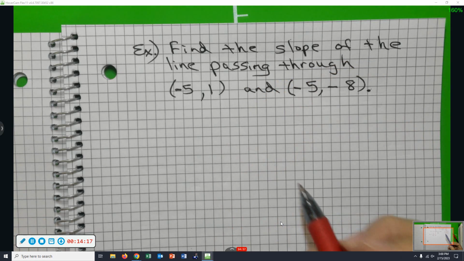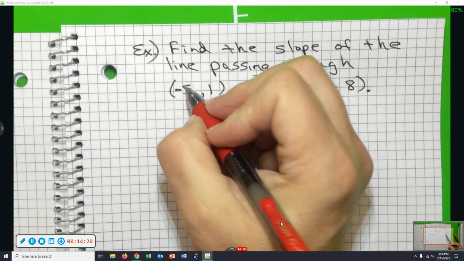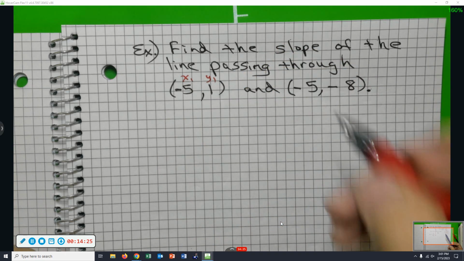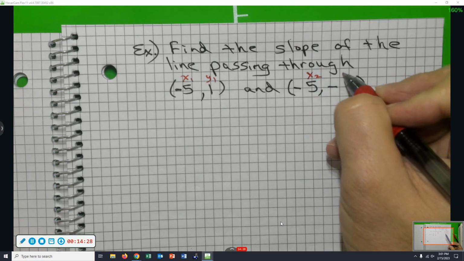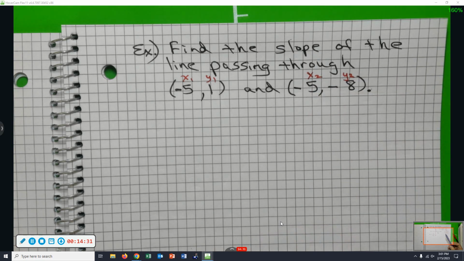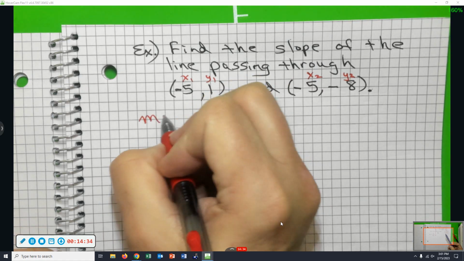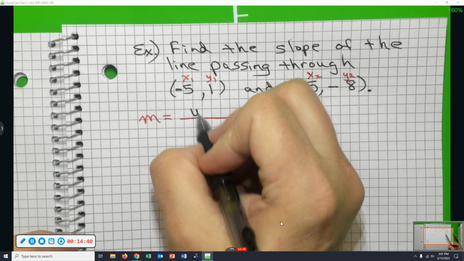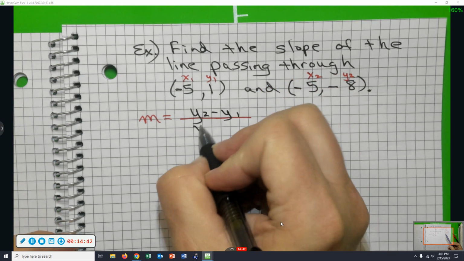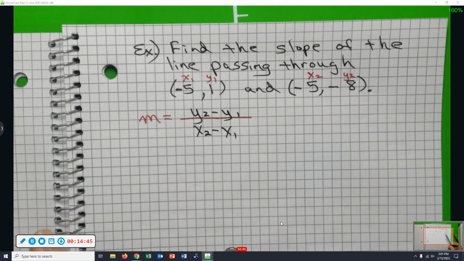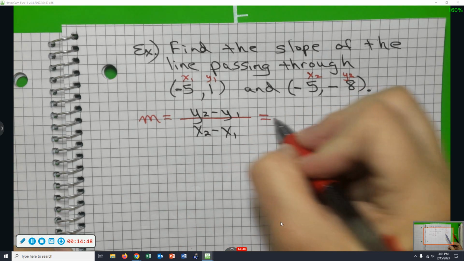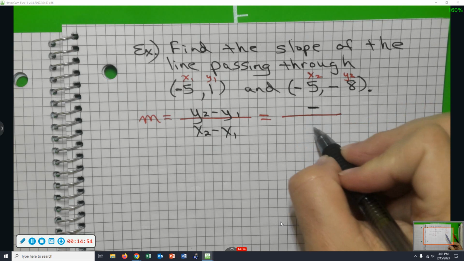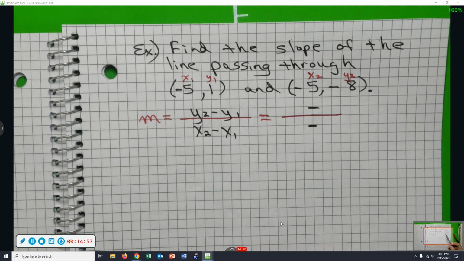And I'm going to use the slope formula. I remember the first ordered pair I wrote down I'll think of as x1, y1. The second one I'll think of as x2, y2. And we know that slope is equal to, we have that little slope formula, y2 minus y1 all over x2 minus x1. And these black minuses I'm writing down are the minuses from the formula.